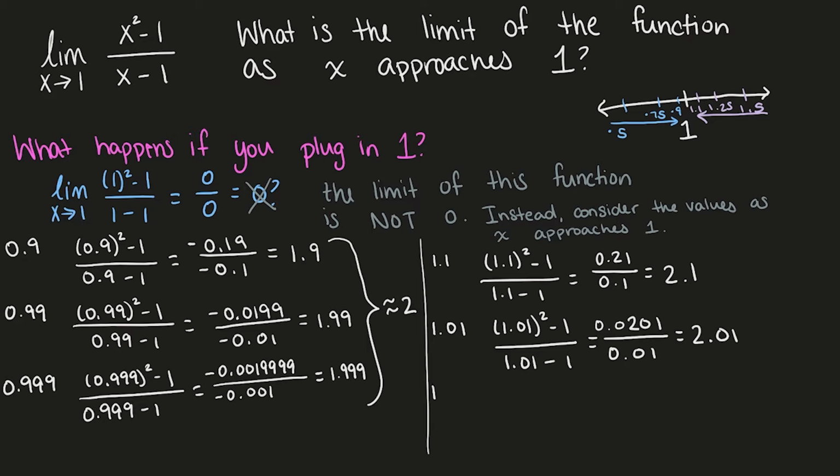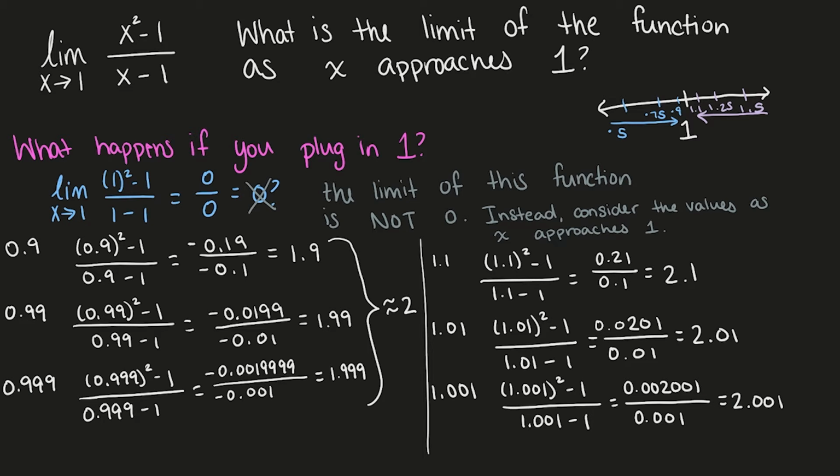And let's look at one more at 1.001. And this is equal to 2.001. So we can see these are also getting closer and closer to 2. This means the value of our limit is actually 2.